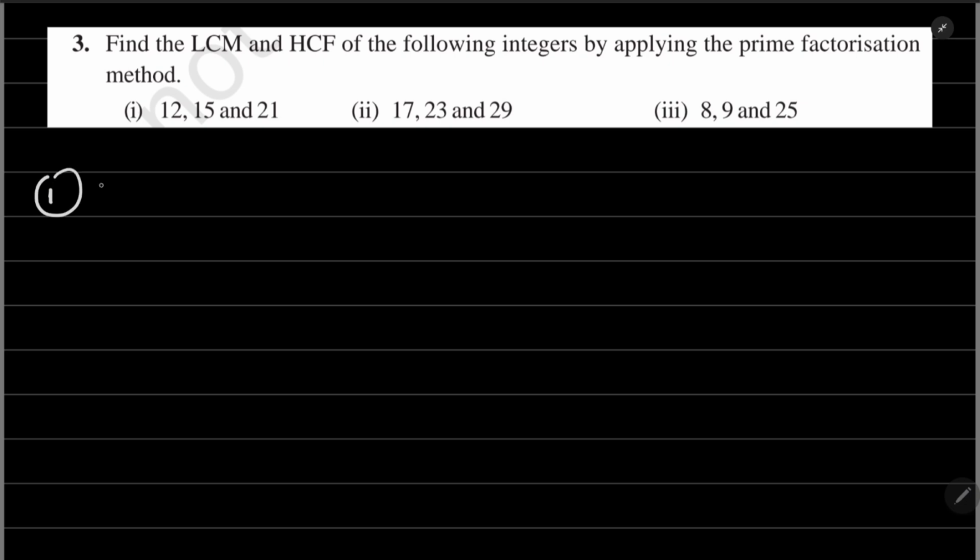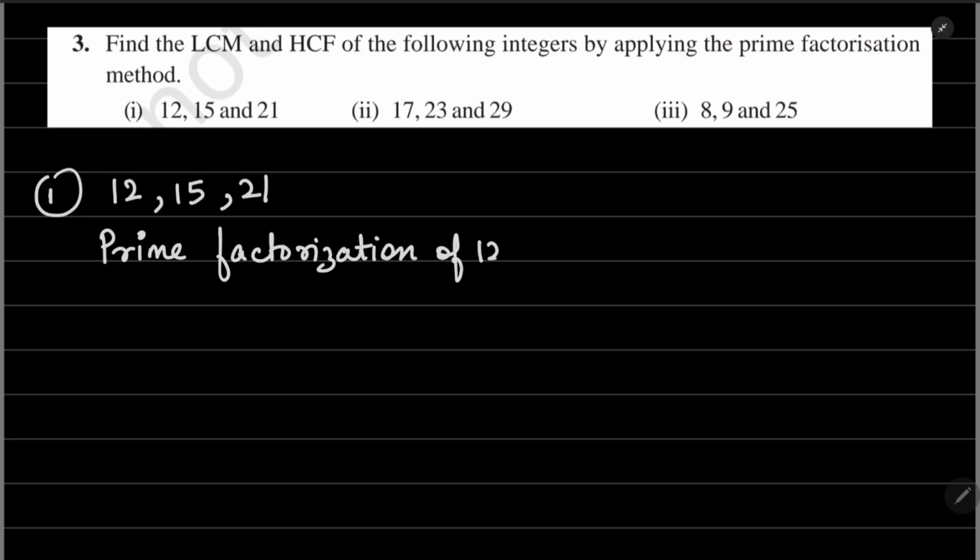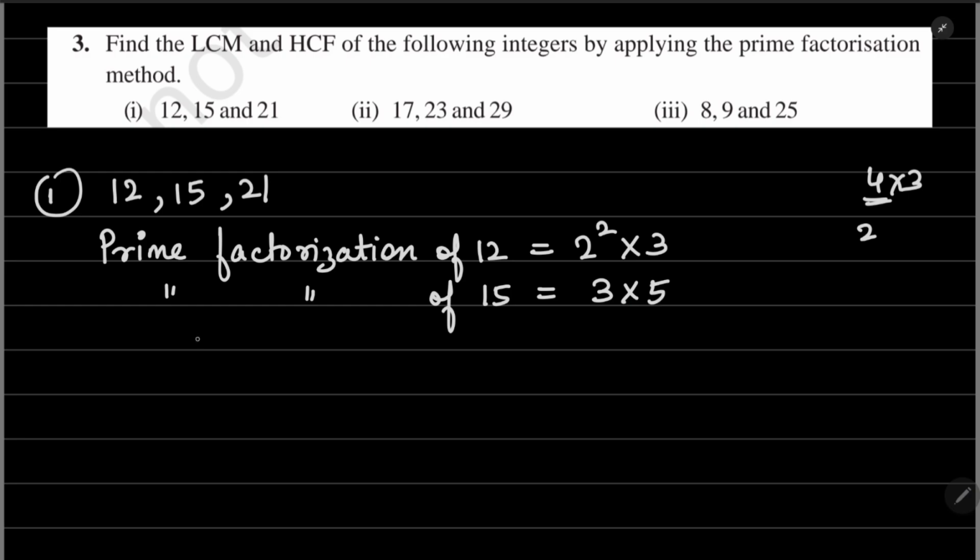The first question: you are given 12, 15 and 21. Let's do the prime factorization. Prime factorization of 12 is 4 into 3, and 4 can be written as 2 square, so 2 square multiplied by 3. Prime factorization of 15 is 3 into 5. Prime factorization of 21 is 3 into 7.